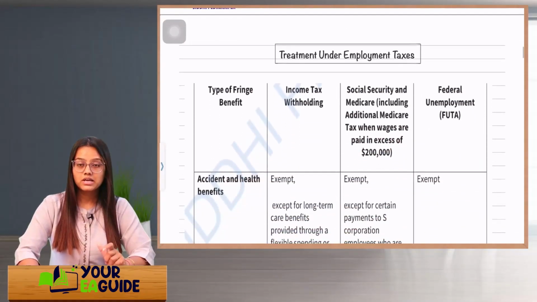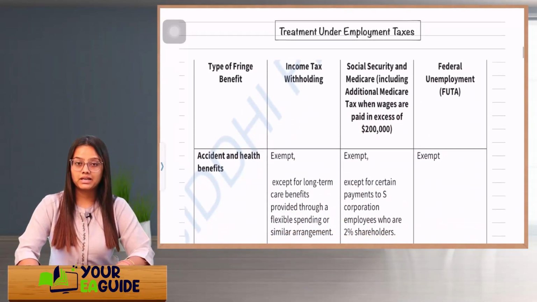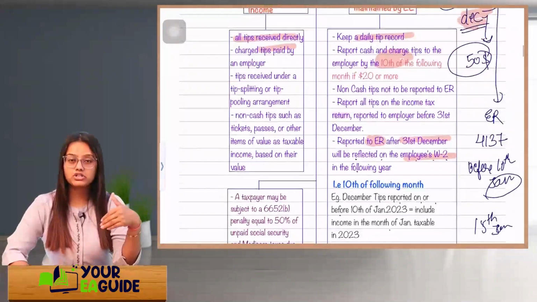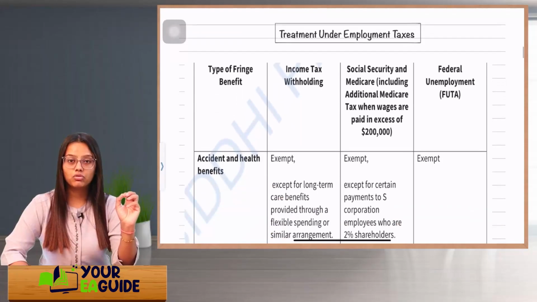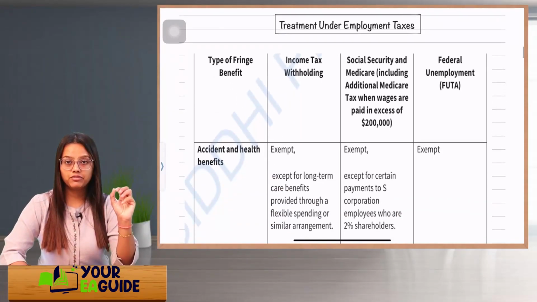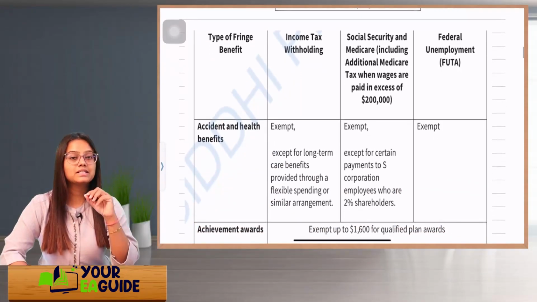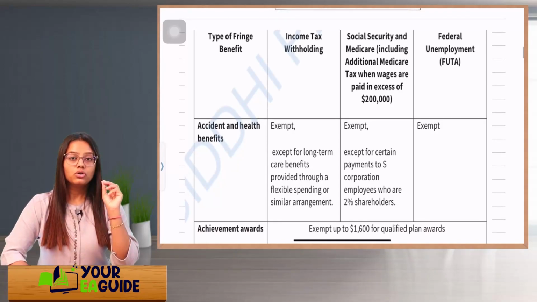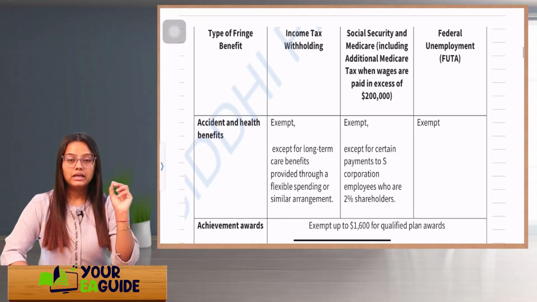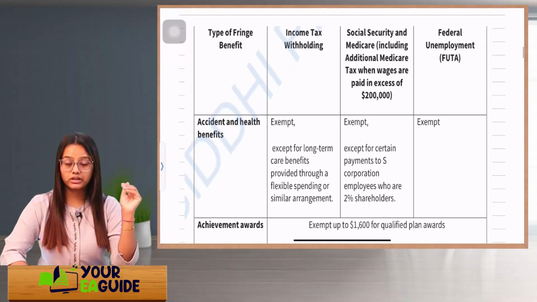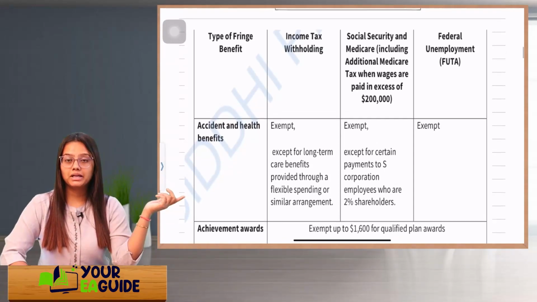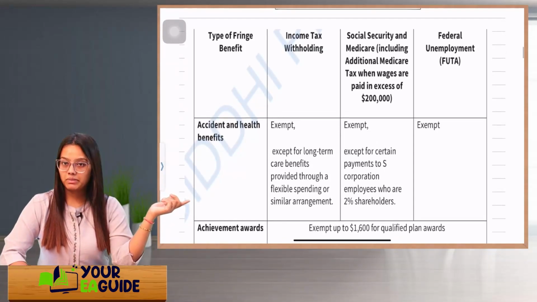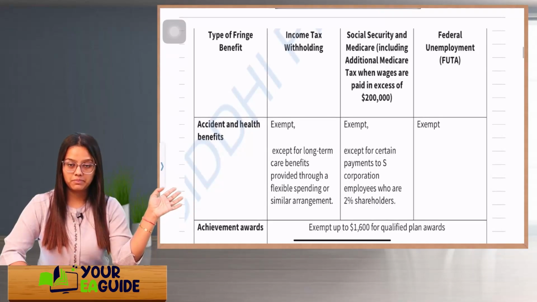Now next one is treatment under employment taxes. Whatever topics we have done till now were all related to employment-related taxes. So let's quickly have an overview of it. Accident and health benefit: income tax withholding is exempt on that, meaning no need to pay any taxes if you receive an accident and health benefit from your employer. If the employer is paying some premium for your accident and health, income tax withholding is exempt. Social Security and Medicare are also exempt, and FUTA is also exempt.